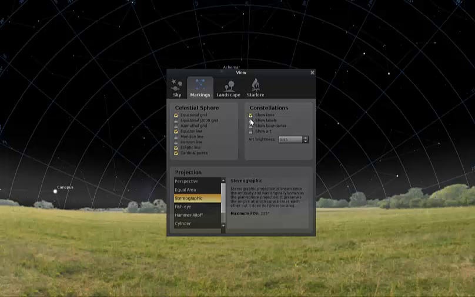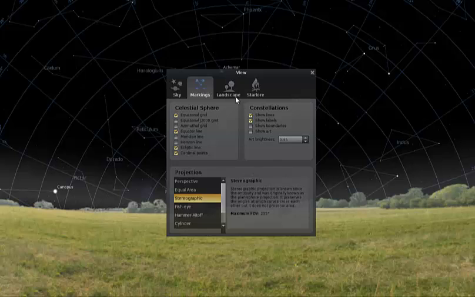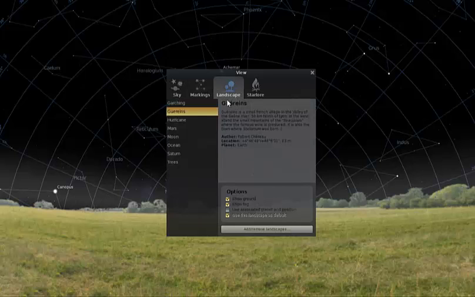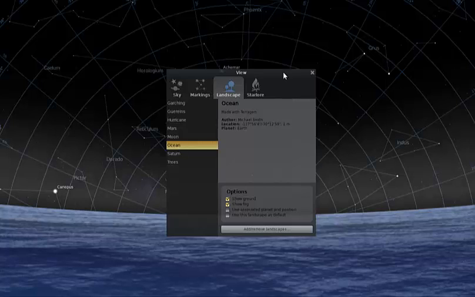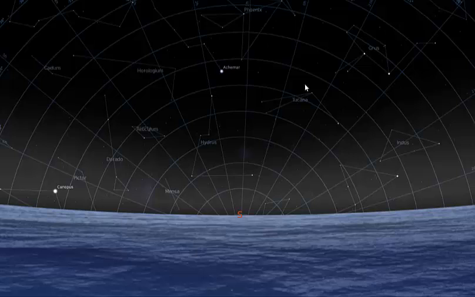Let's show the lines for the constellations and show the labels to give us another sense of place. And then we're going to go here to landscape. I like using ocean just because the trees don't get in my way. All right, that's all we need to do. And we're going to turn this off so that these videos are short. Where's my off button? Oh yes, F10. F10 is off.